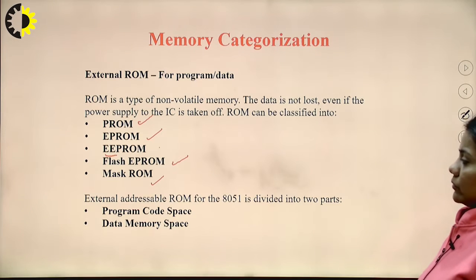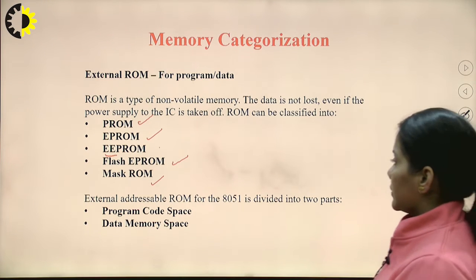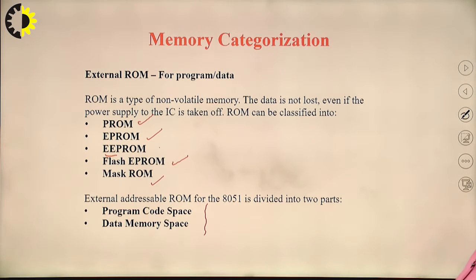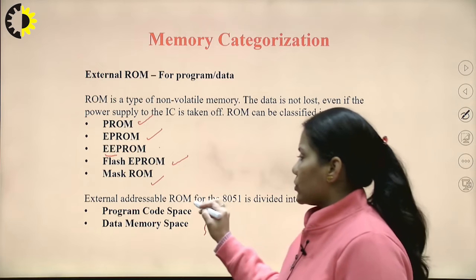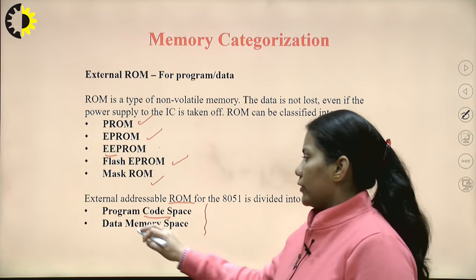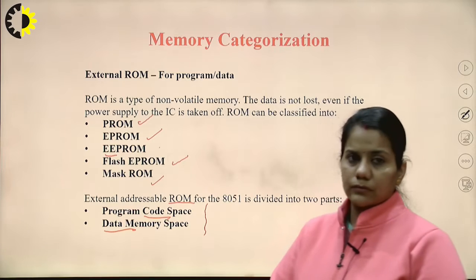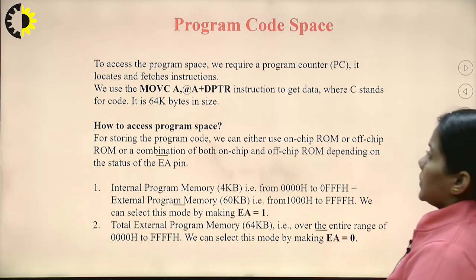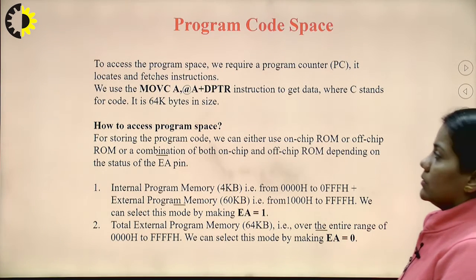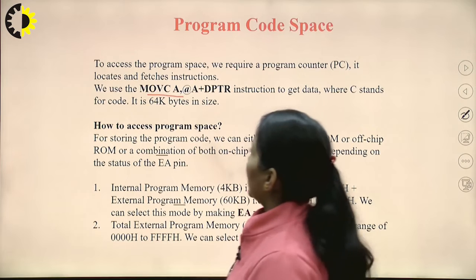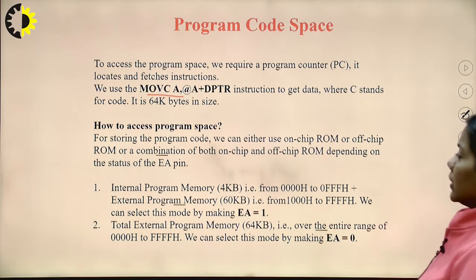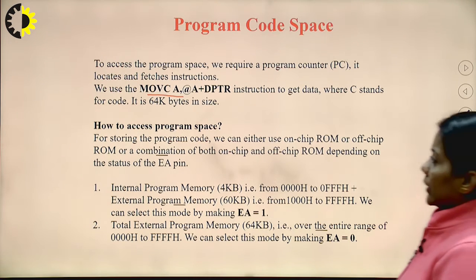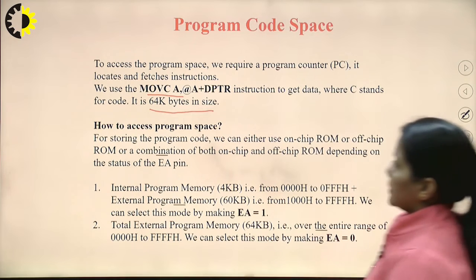External addressable ROM for 8051 is divided into two parts: program code space and data memory space. So ROM can be used both for storing the code and for storing the data as well. To access the program space, we require a program counter, that is PC. It locates and fetches the instructions. We use the instruction MOVC A, @A+DPTR to get the data, where C stands for code, and it is 64 kilobytes in size.